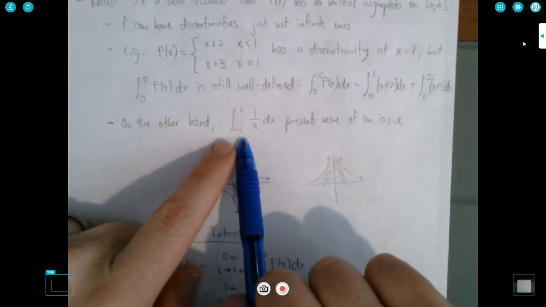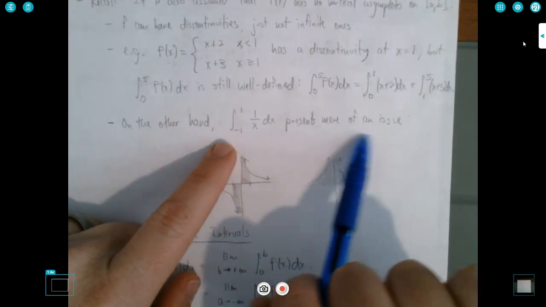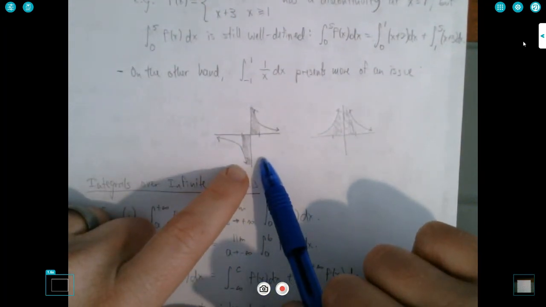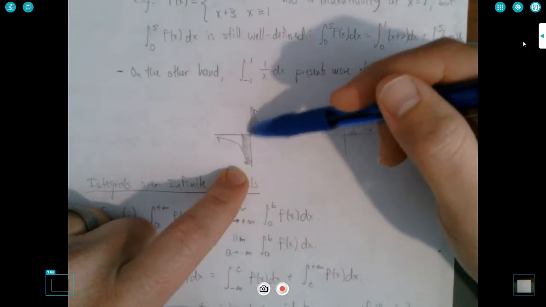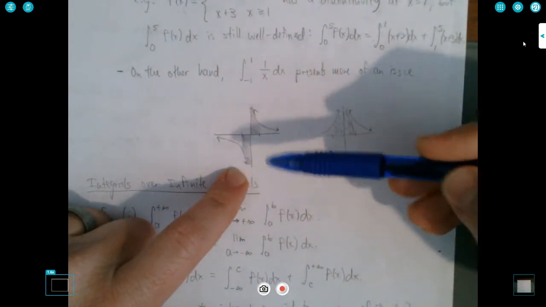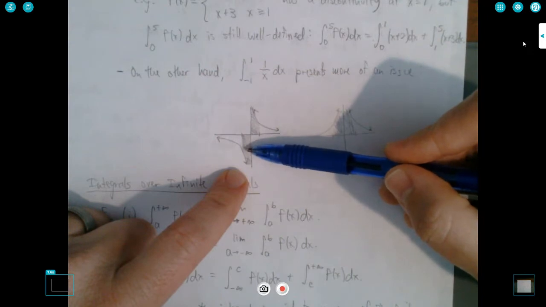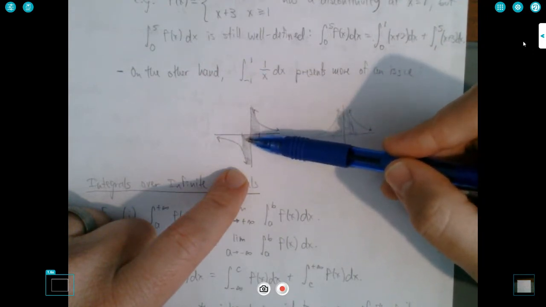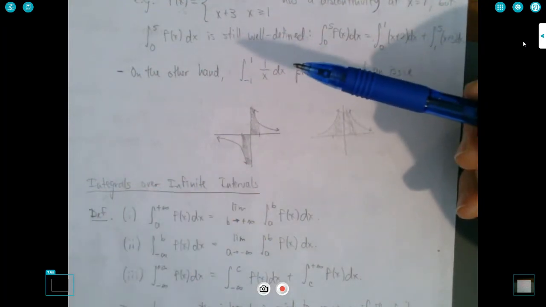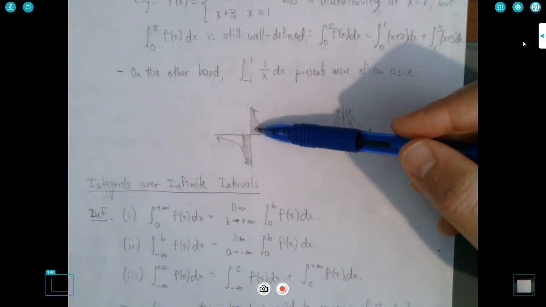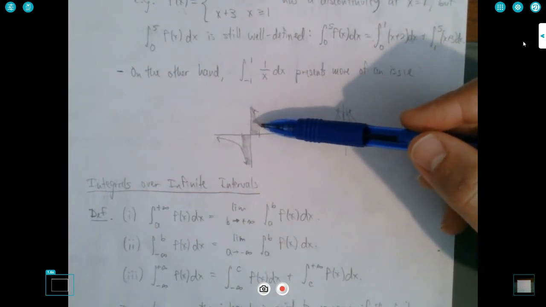Okay. On the other hand, something like the integral from negative 1 to 1 of 1 over x dx presents more of an issue because you've got this infinite discontinuity that separates them. And you can maybe kind of argue that by symmetry the integral should be 0 because these two areas should be equal and one of them is below the x-axis, the other is above. But we know from our work with limits that negative infinity plus positive infinity doesn't always equal 0.